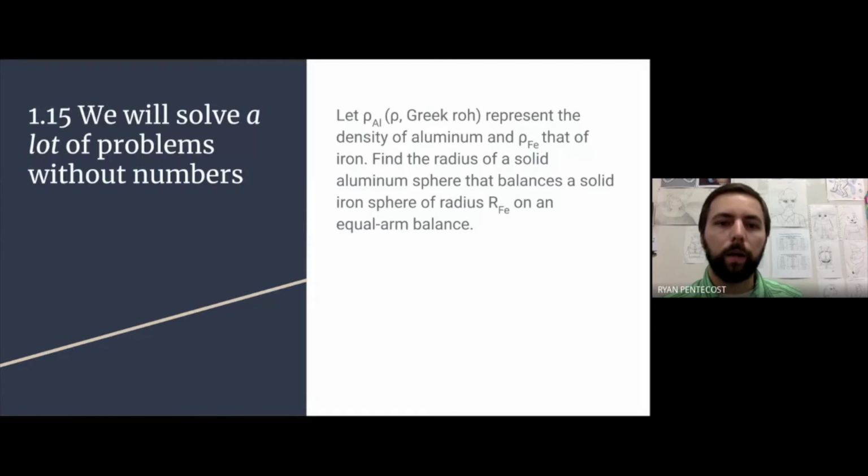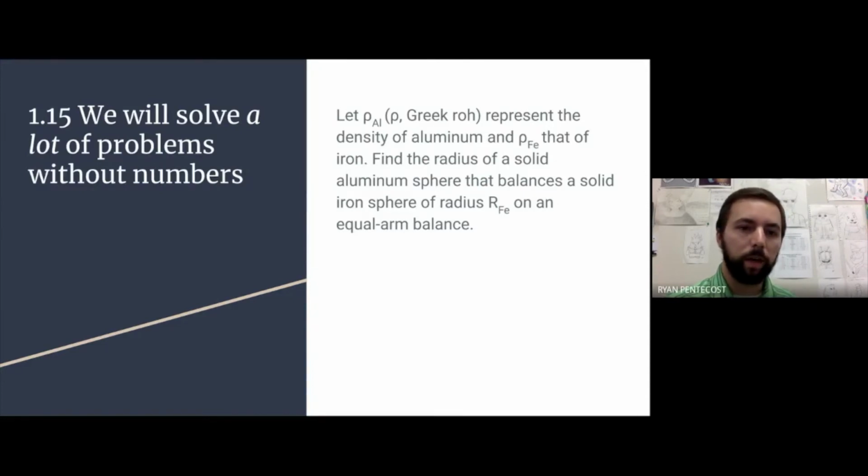Okay, so let's read this one. Let rho AL, rho, that's the Greek letter rho. It's a fancy looking P. That represents density. So rho AL will represent the density of aluminum, and rho Fe that of iron. Find the radius of a solid aluminum sphere that balances a solid iron sphere of radius RFE on an equal arm balance.